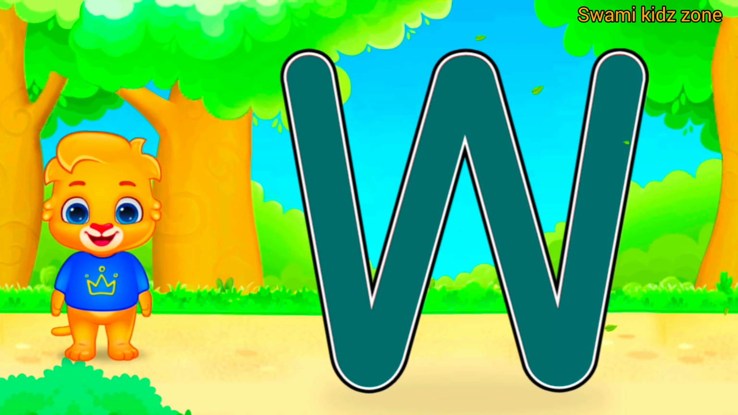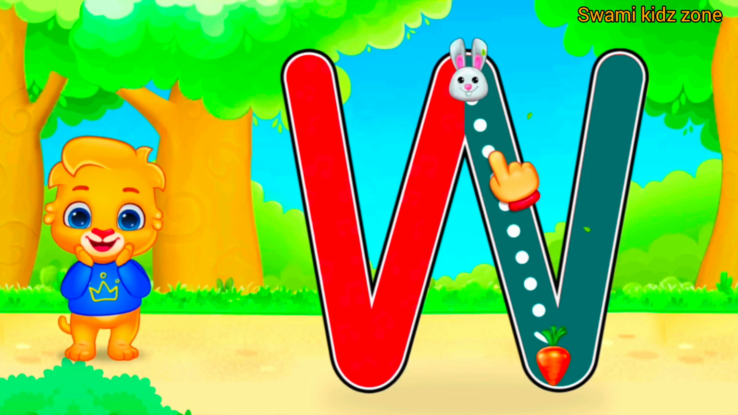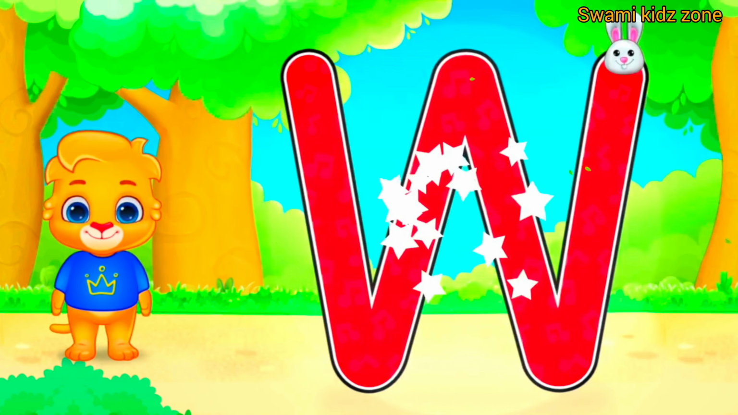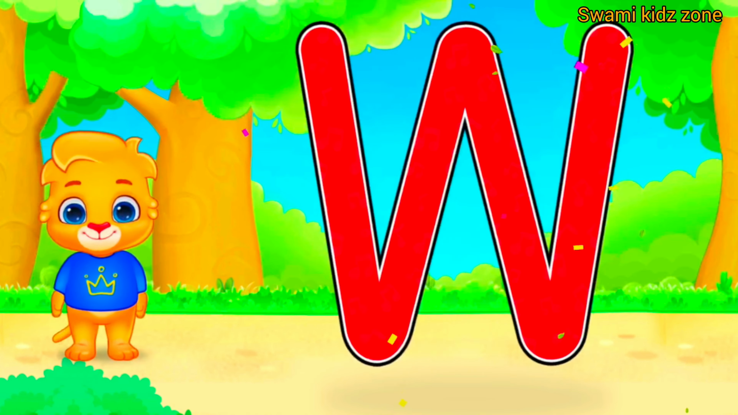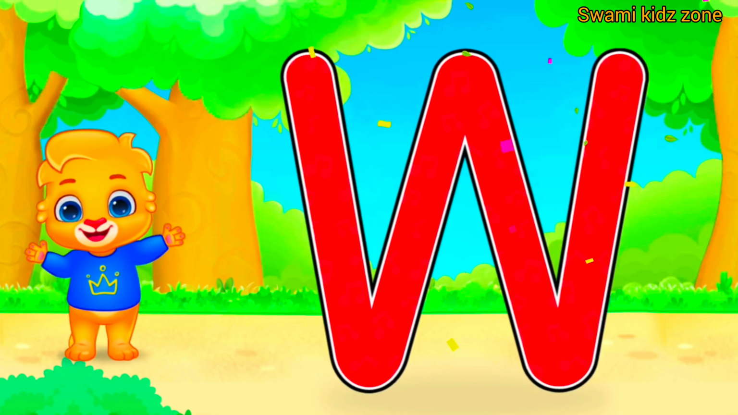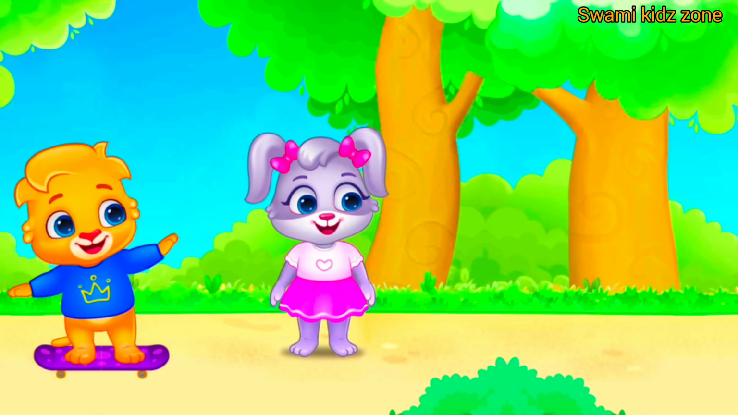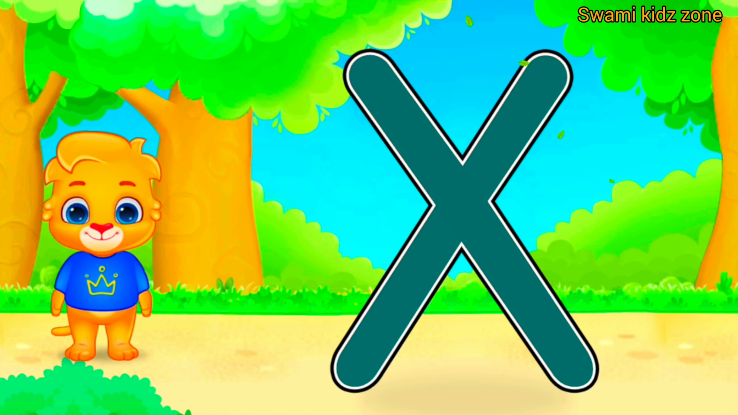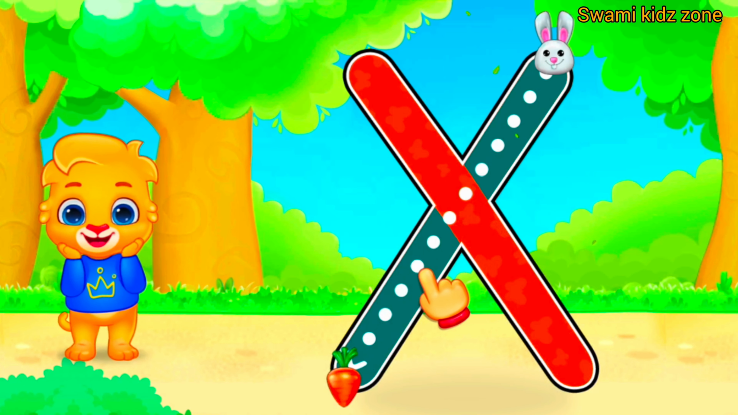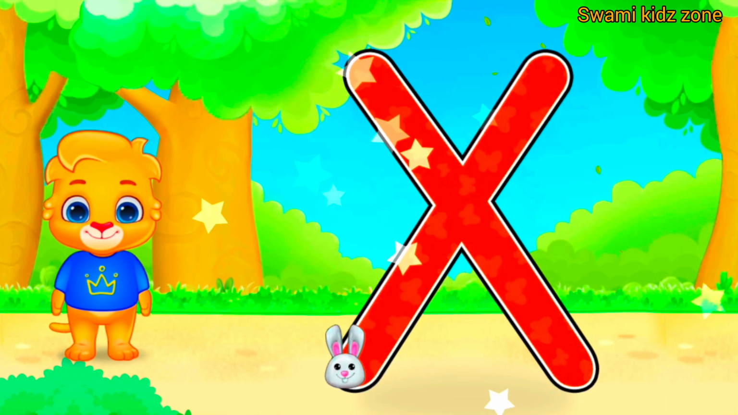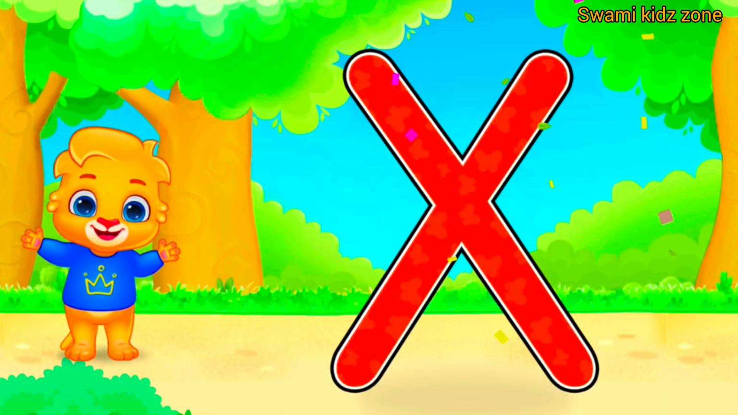A है W. It sounds v. W for watch. A है X. It sounds x. X for fox.